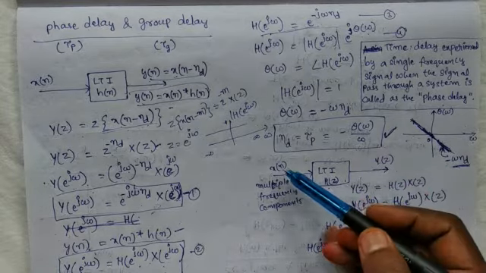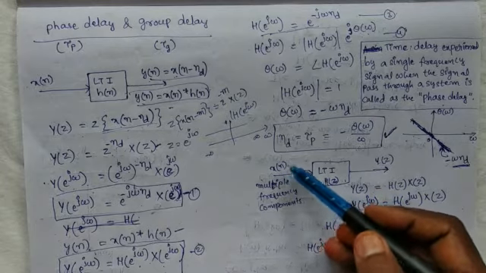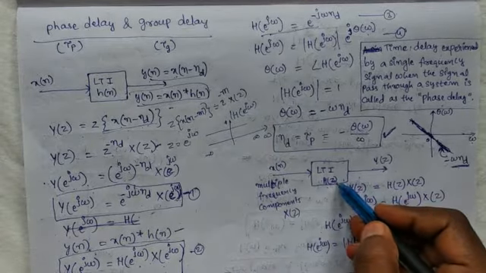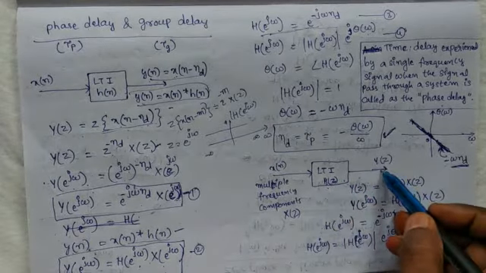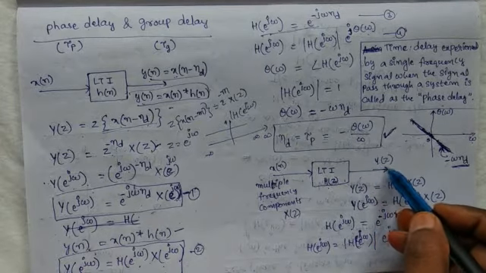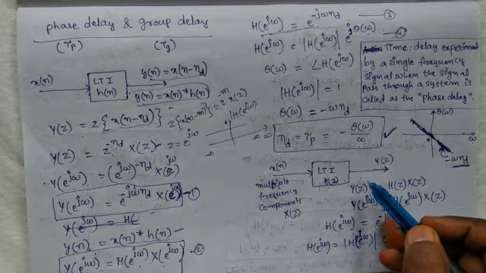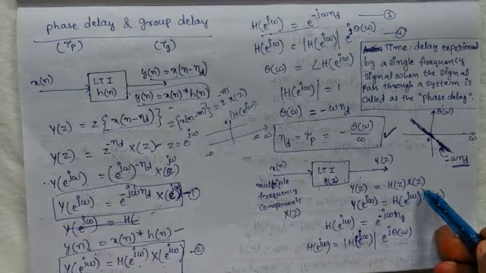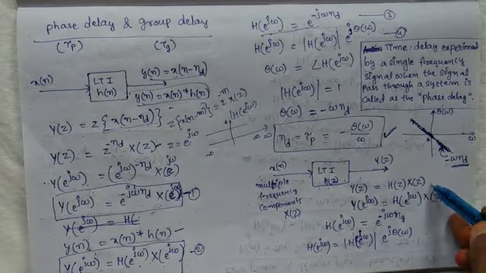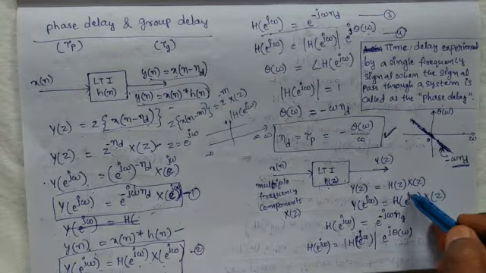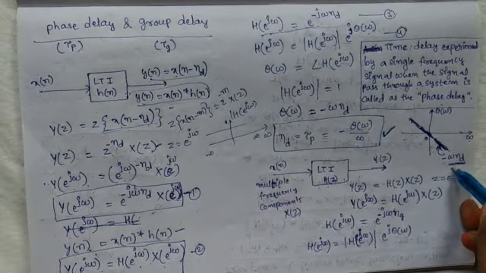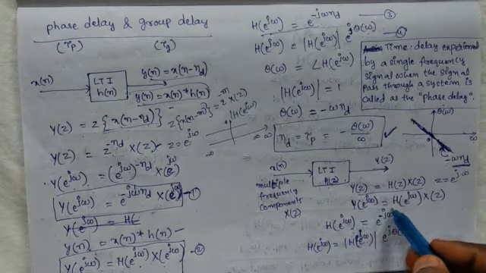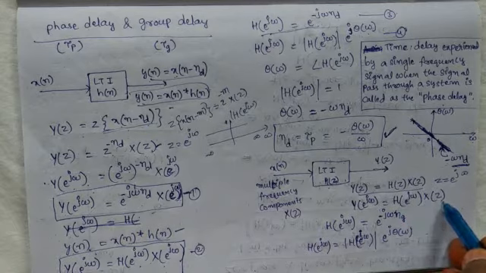The Z transform of x of n is X of z, the Z transform of the impulse response h of n is H of z, and the Z transform of y of n is Y of z. Here Y of z is equal to what? Y of z is equal to H of z into X of z. Now we are determining the frequency response by substituting z equal to e^(jω) in this equation. The equation becomes Y of e^(jω) equal to H of e^(jω) into X of e^(jω).